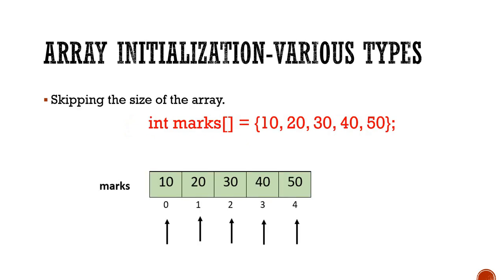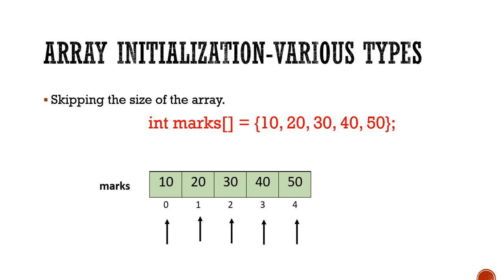Next comes the other type, that is skipping the size of the array. So this is also another way of initializing an array. See here, in the example I have used int marks. Inside the square brackets I haven't mentioned the size of the array. So it means that it is dynamic. However many values I initialize, that number will be considered as the size.